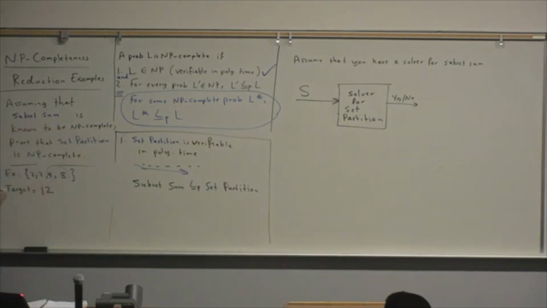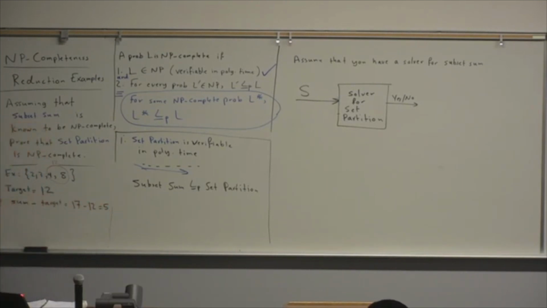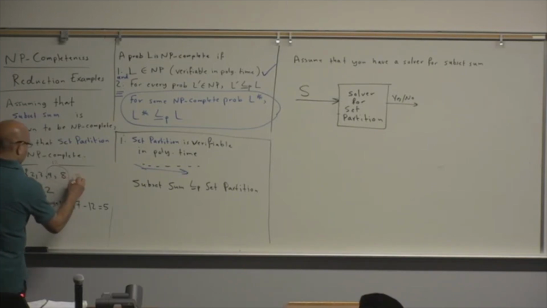So the target here is 12, and you want to add an additional item, which is the sum minus target. Sum minus target. So what's the sum? Sum is 12 plus 5, so 17. 17 minus target, 17 minus 12 is 5. So you want to add a 5. So you add a 5.